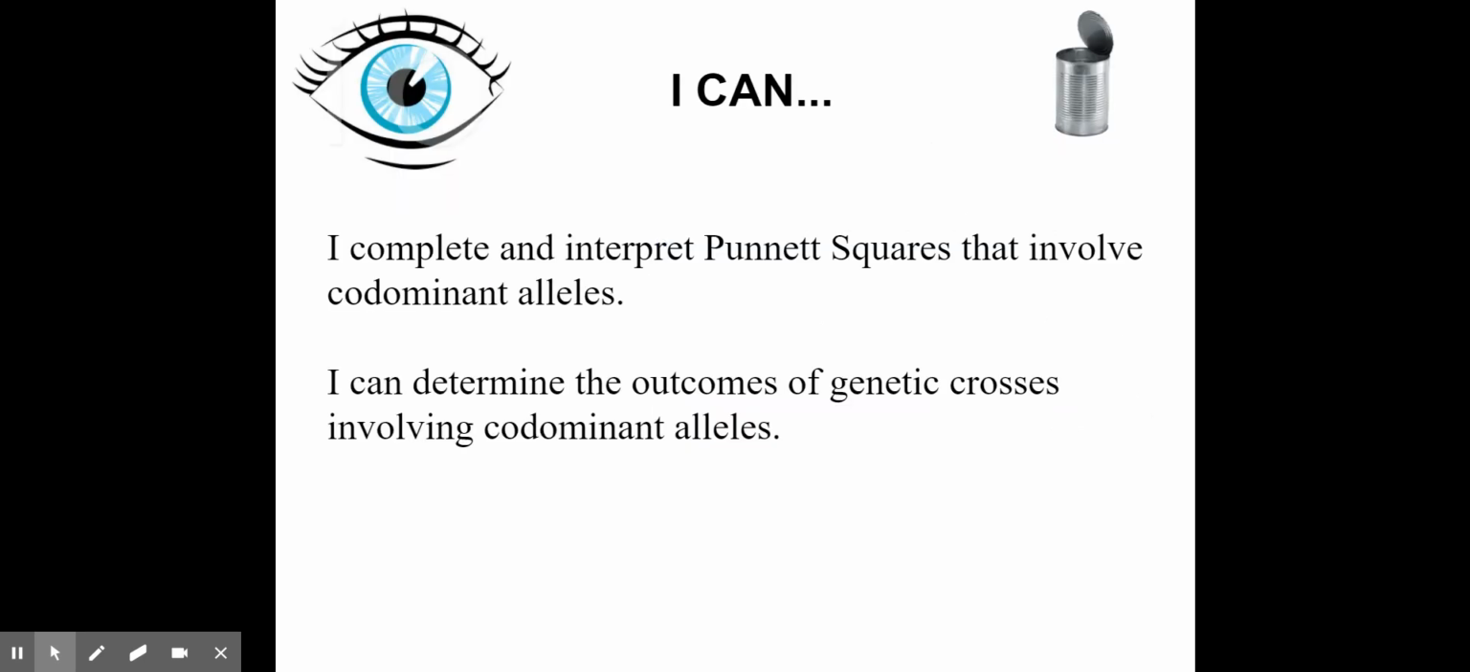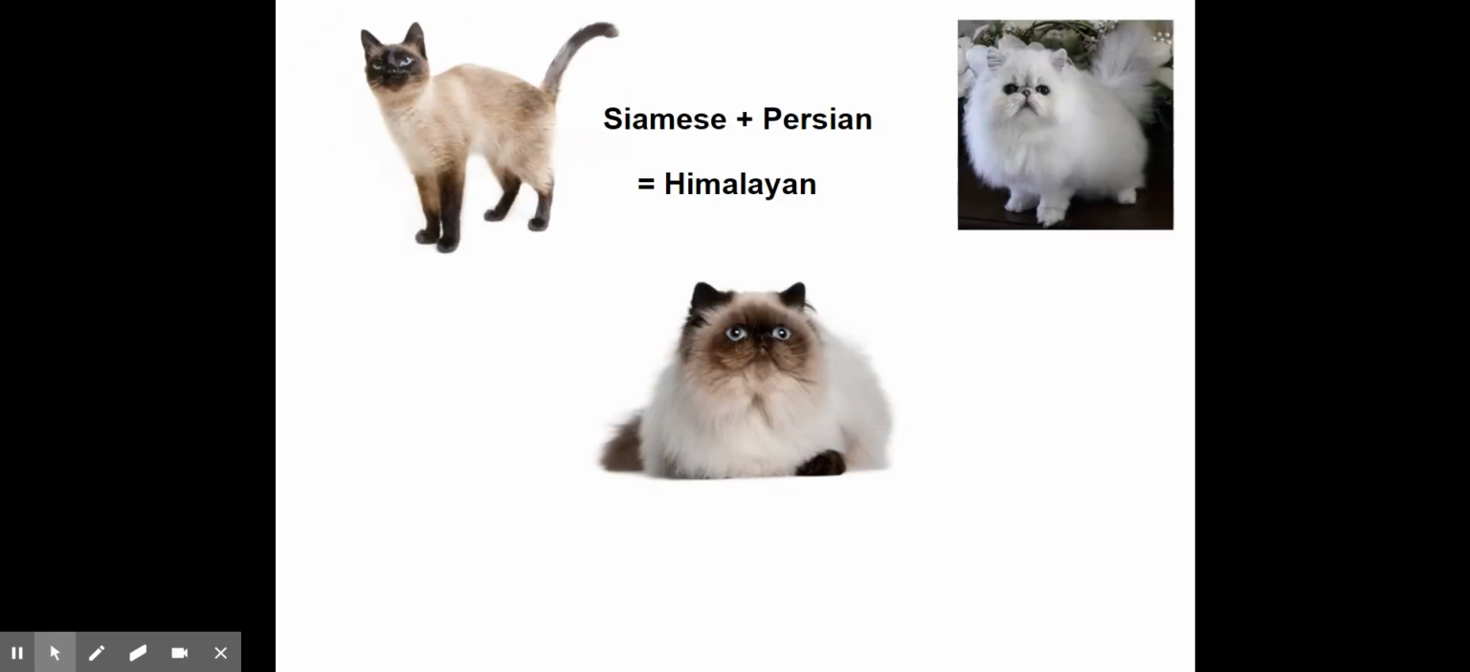By the end of this lesson, we need to be able to complete and interpret Punnett squares that involve codominant alleles. You're going to have lots of capital letters today. Also be able to determine the outcome of genetic crosses when you have these codominant alleles. So we're taking what we know so far about dominant and recessive traits and filling in the Punnett squares and determining probabilities and all of that. And we're taking it a step further now and looking at what happens when you have two traits and neither one's more dominant than the other, so they both show up.